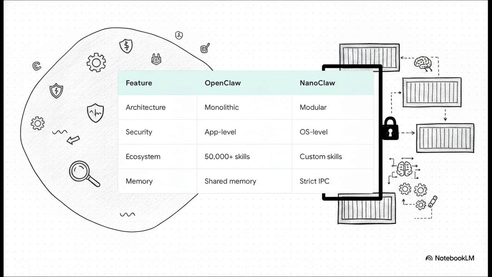Nanoclaw, on the flip side, completely trades that plug-and-play ecosystem for a highly modular, containerized architecture. It offers strictly verifiable OS-level security and rigid file system communication. The catch? It requires you to use AI to custom code your own skills. It is your classic age-old tech trade-off: broad, immediate utility versus verified, isolated security.